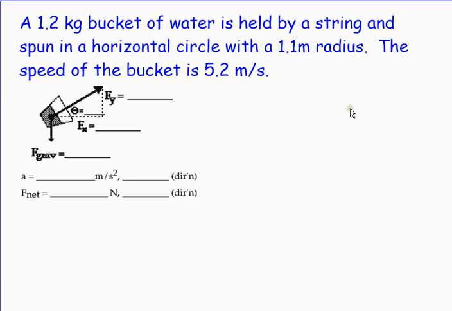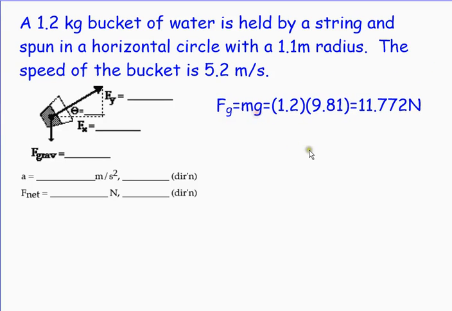So, again, if we look at the blanks, gravitational force should be the easiest one for us to find. Fg equals mg, 1.2 times 9.81 gives us 11.772 newtons. So to two significant figures, that gives us a gravitational force of 12 newtons. Now this is a horizontal circle, which tells us that it is not accelerating upward or downward. So the downward force of gravity must be exactly balanced by the upward component of the tensional force. So Fy must be 12 newtons as well, because it needs to balance out the gravitational force.